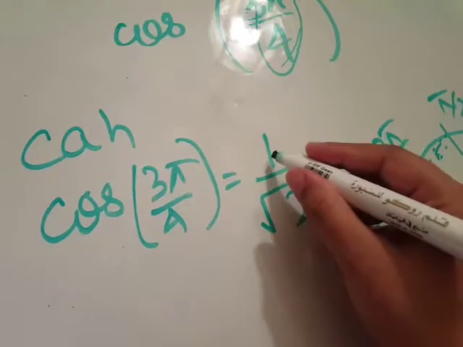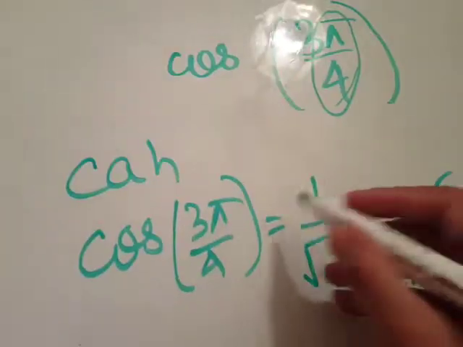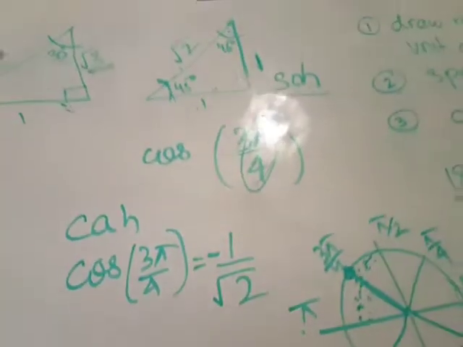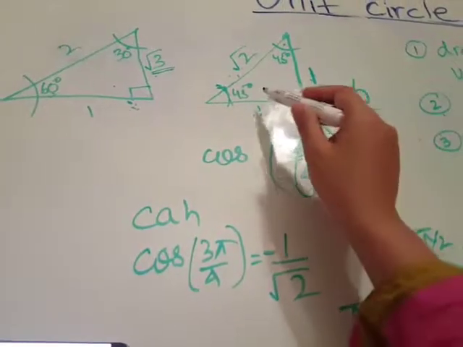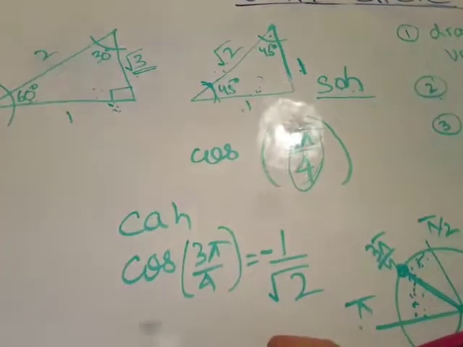And what should be the sign with this one? We'll check the quadrant. It's the second quadrant and cos is negative in the second quadrant. So I will put a negative sign. This is how you solve all the questions. So the important thing is to know the quadrants and to know these two triangles. Okay.